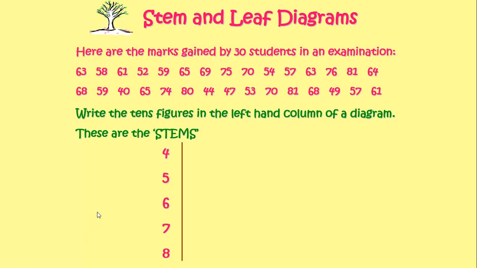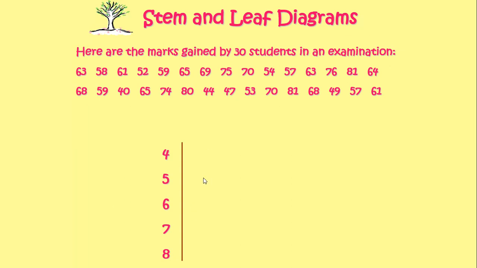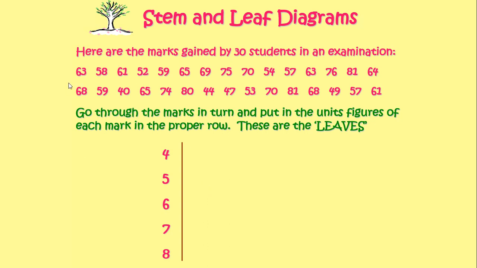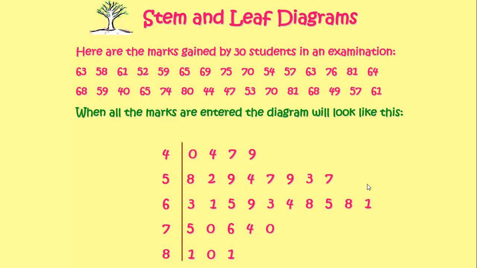Now, the next step is to fill up your data on the right side. How do you do it? You go through each mark and write down the missing part. The first number is 63, so you put a 3 next to the 6. The second number is 58, so next to the 5 you put 8. If you realize that you have a number more than once, don't worry. Write it down twice. When it's ready, it should look like this.